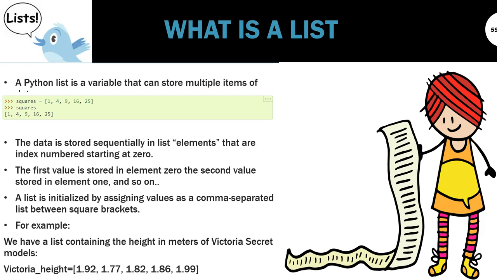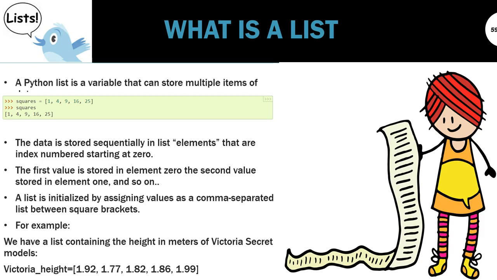The data is stored sequentially in list elements that are indexed, numbered starting at 0. I know it is strange, but it helps me to remember, like when I travel to Europe, for example, and I hop into an elevator, they always have the bottom floor at 0. Just remember that. Even though the elements are 1, 4, 9, 16, and 25 on this list, each one has what is called an index. The first element, which is the number 1, will be at index 0, not 1.